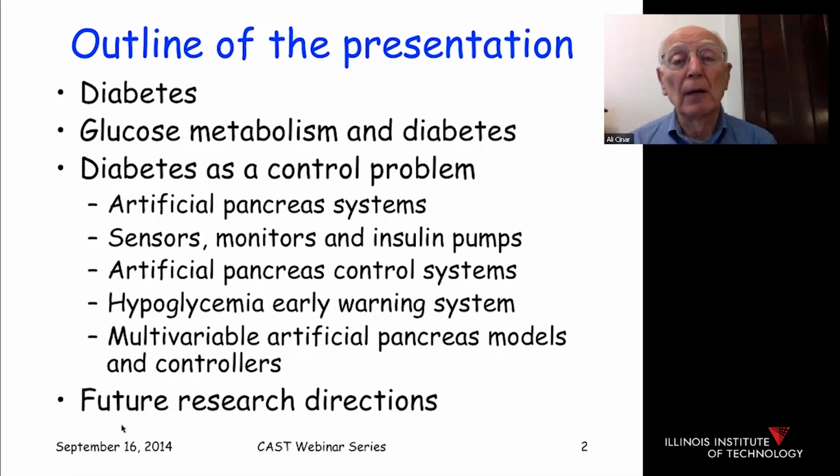So we'll talk about glucose metabolism and diabetes, and then diabetes as a control problem with artificial pancreas systems, historical development of artificial pancreas systems, then sensors, monitors, insulin pumps, and then artificial pancreas control systems, followed by hypoglycemia early warning system, and then talk a little bit about multivariable artificial pancreas models and controllers. And then just a few slides about future research directions will conclude the presentation.